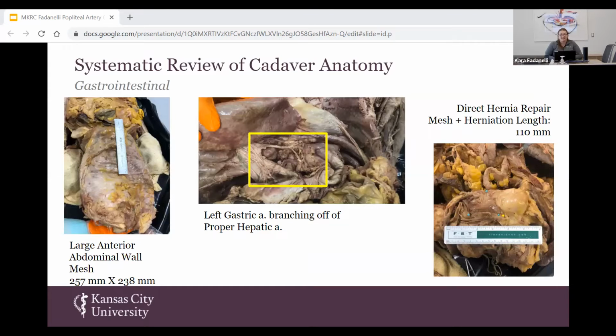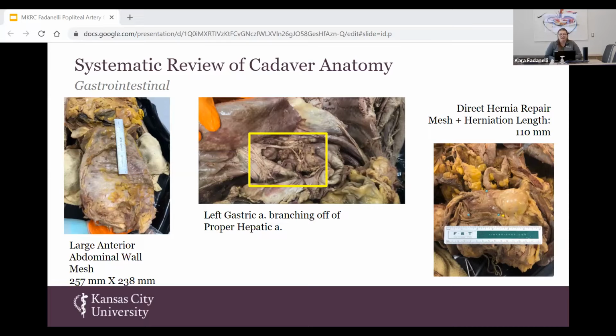Looking into the GI dissections, we found a mesh spanning the majority of the anterior abdominal wall, and that can be seen in our leftmost image. It measured 257 by 238 millimeters. We also found a mesh placed in the right inguinal canal, which can be seen in our rightmost image. This was from a prior direct inguinal hernia repair. However, we also found that the bowel has herniated again, this time medially to the original mesh placement.